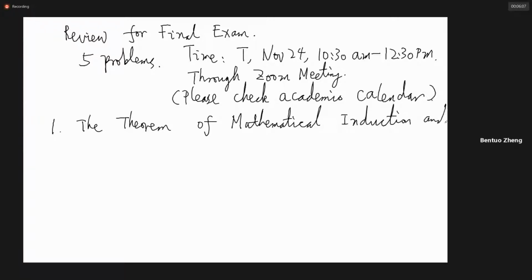And use mathematical induction to prove inequalities.